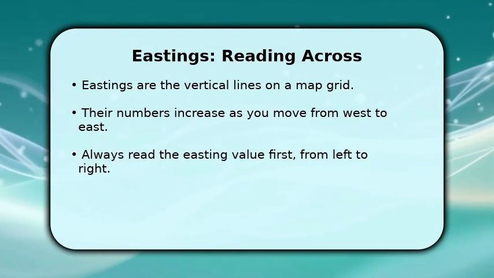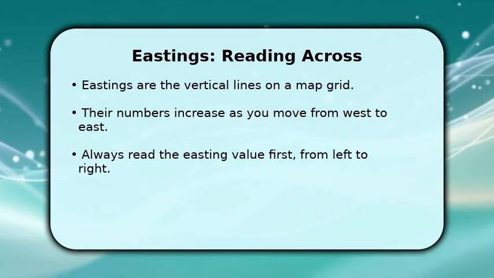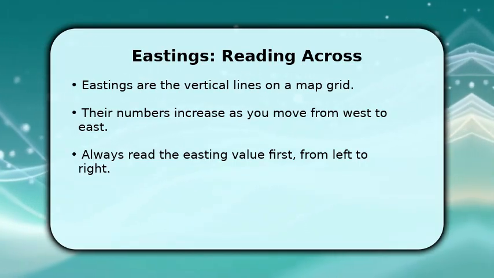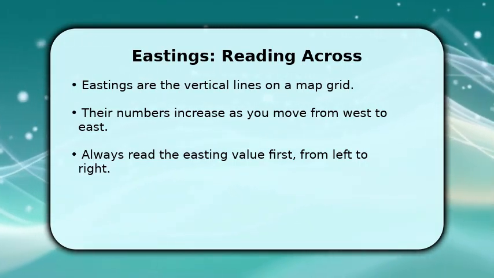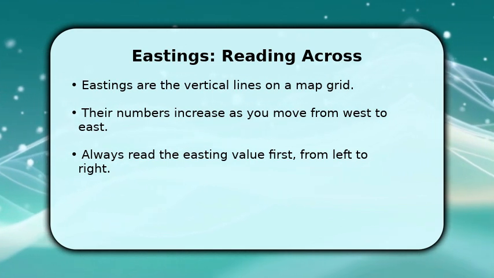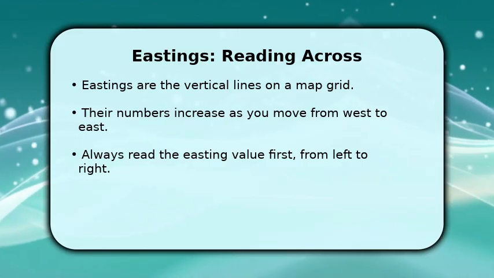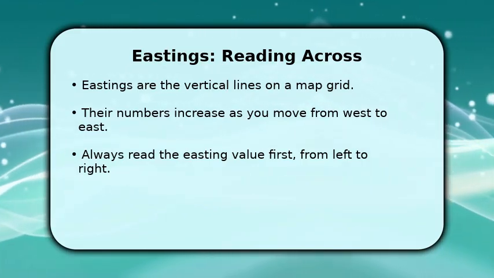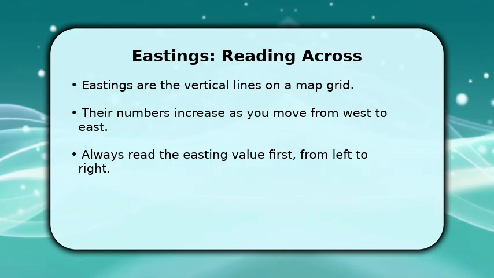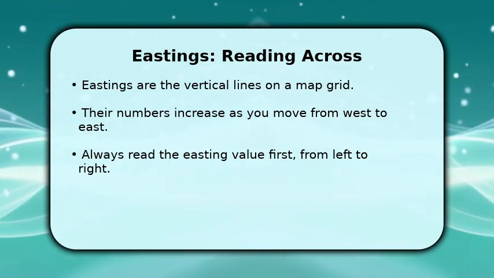First, let's talk about eastings. These are the vertical lines on your map, running from the bottom to the top. You'll notice their numbers increase as you move across the map from west to east. When finding a grid reference, your very first step is to read the easting value. Always find the grid line immediately to the left of your desired location.